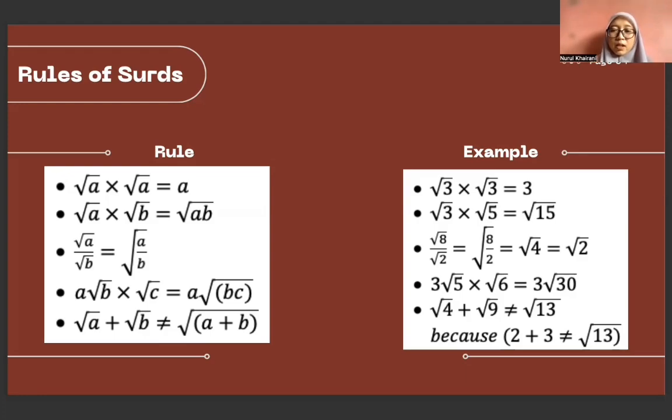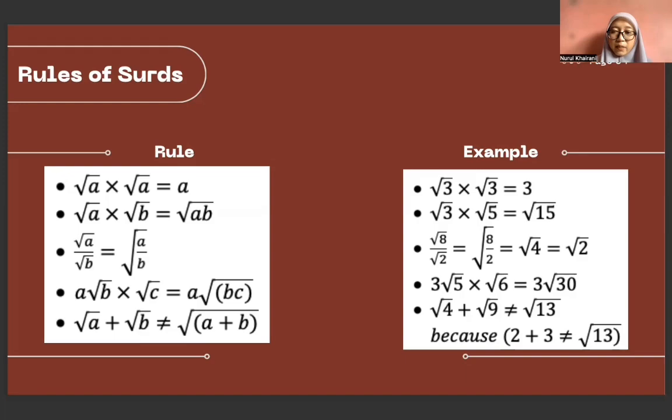The fourth rule shows how to multiply a number with a surd. When we multiply a times the square root of b with the square root of c, we keep the number a outside the root. Then we multiply b and c inside the square root. For example, the square root of 5 multiplied by the square root of 9 equals 3 square root of 30.